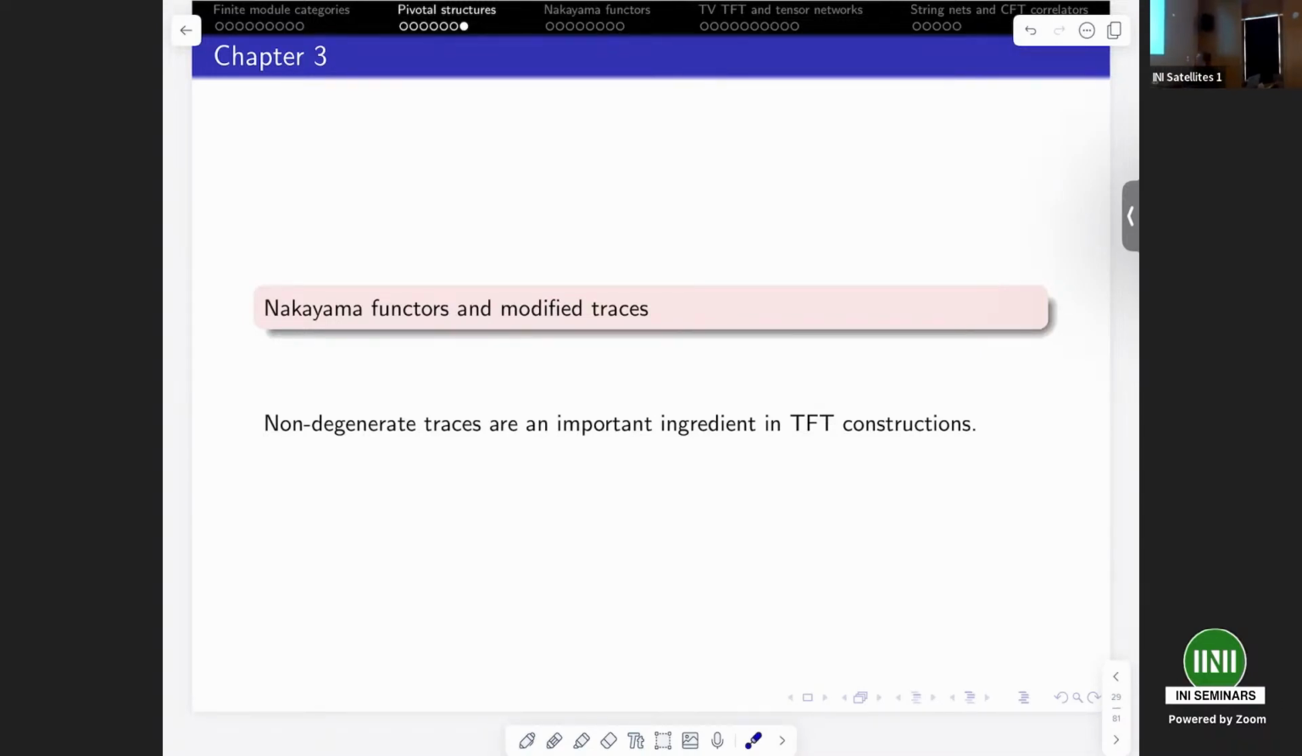And let's in particular dwell a bit on the relation between Nakayama functors and traces. And we need traces to have non-degenerate various consequences. And I will use the Nakayama functor to produce such traces. And actually, I would like to argue that the word modified, which is used, is a bad word. This is really what you should call the trace.